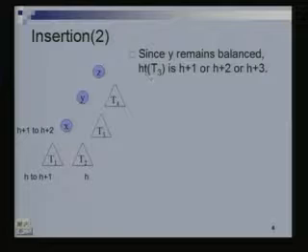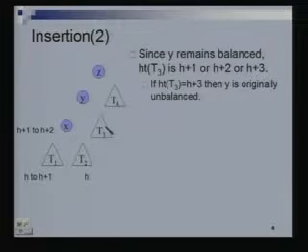1. Okay, so once again, since y remains balanced, the new height of x is h plus 2. And this is height balanced. So, the height of T3 is h plus 3 or h plus 2 or h plus 1, one of these three, because the difference in heights can only be 1. Now, if it is h plus 3, we are repeating the argument roughly. If it is h plus 3, then that means y was originally imbalanced, because original height of x was h plus 1. So, height of T3 cannot be h plus 3.